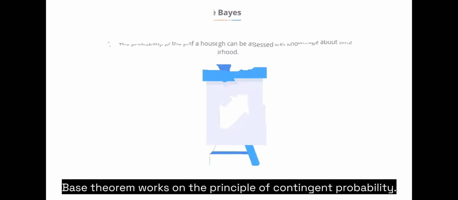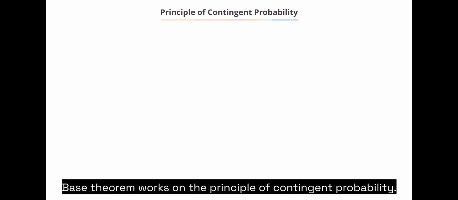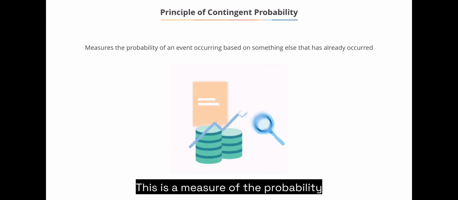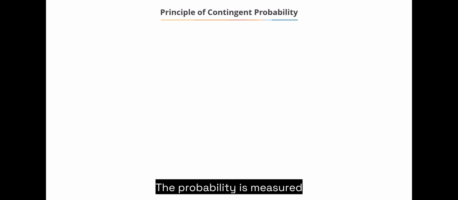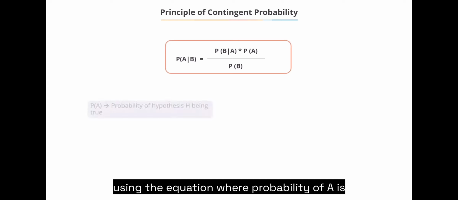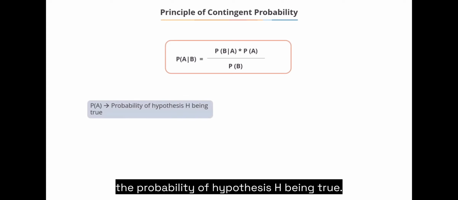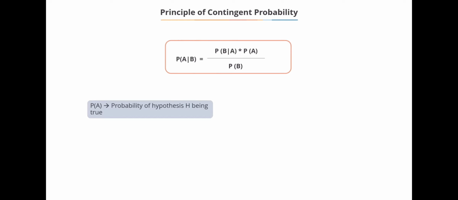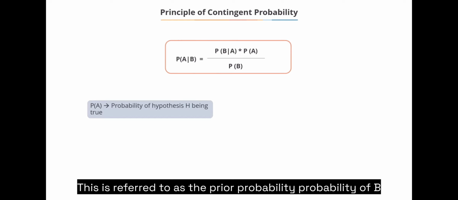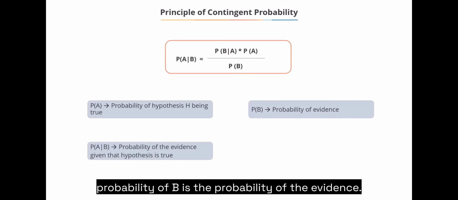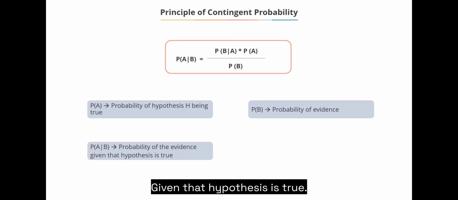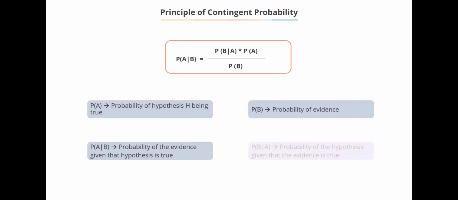Bayes' theorem works on the principle of contingent probability. This is a measure of the probability that something will happen given that something else has already occurred. The probability is measured using the equation where probability of A is the probability of hypothesis H being true. This is referred to as the prior probability. Probability of B is the probability of the evidence. Probability of B given A is the probability of the evidence given that the hypothesis is true.